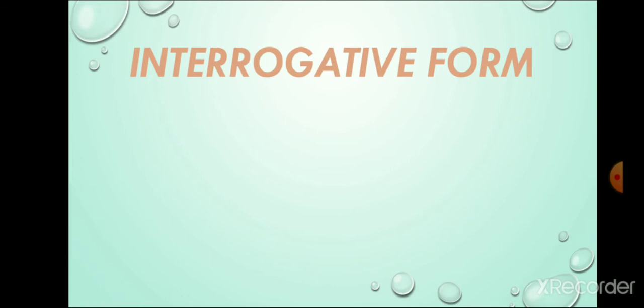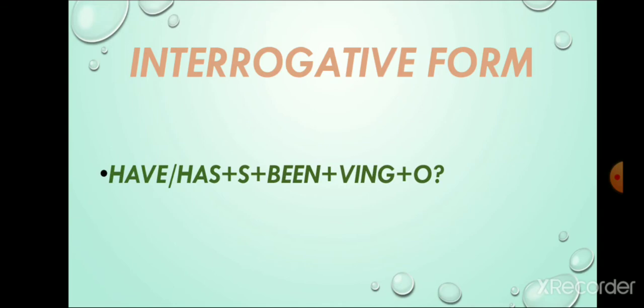Let's see the next form, interrogative form. Interrogative form means question. We should make questions, yes or no question, or we call it verbal question also. So here we have given the format of interrogative form: have or has plus subject plus been plus VING plus object. Here we used have or has first because we are preparing the question form of the sentence.